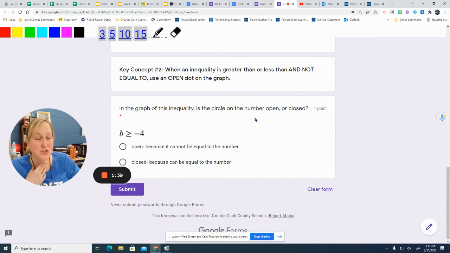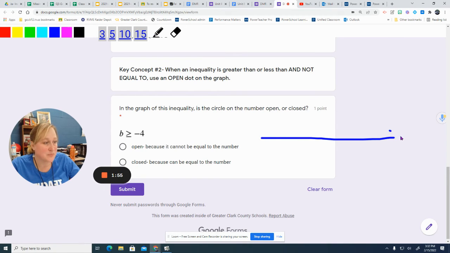Key concept number 2: when an inequality is greater than or less than and not equal to, use an open dot in the graph. So this particular problem is, well, my mouse doesn't work. Let's see, there we go. B is greater than or equal to negative 4. So I'm going to put my negative 4 here, I'm going to put a 0, and I'm going to put a negative 6.